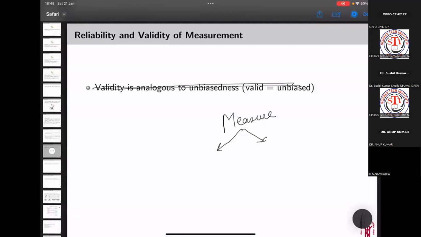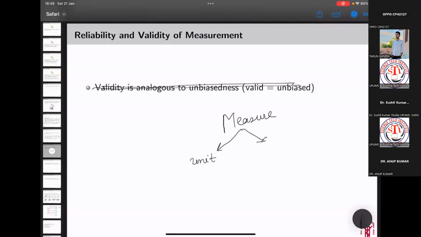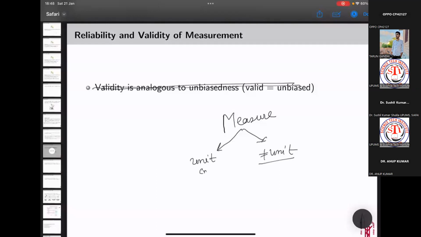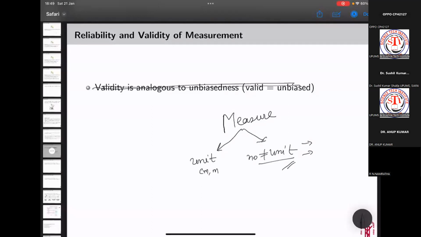Whenever you measure something, two things you can do. One thing, you can associate a unit with it, or you cannot associate any unit with it. For example, the height of the patient, the unit is there, centimeter, meter. But place of residence is urban, rural, no unit is here. So whenever you measure something, you can associate a unit with it, or you cannot. If you can associate a unit with it, it is called metric data. And when you cannot associate any unit with it, it is called categorical data.